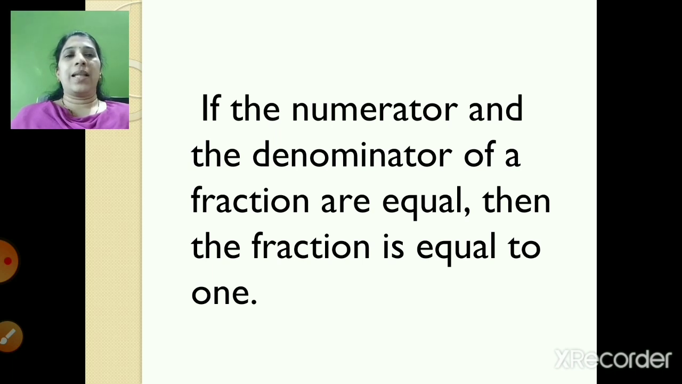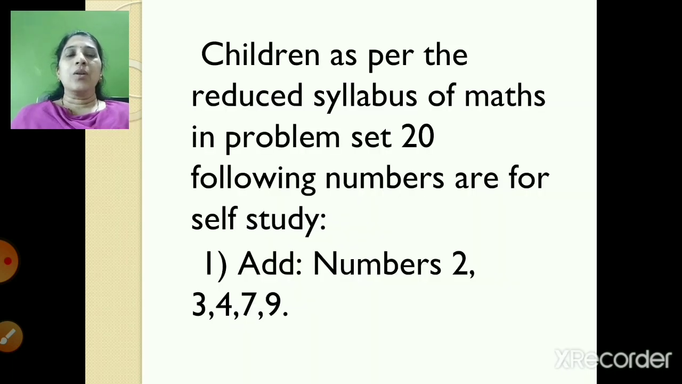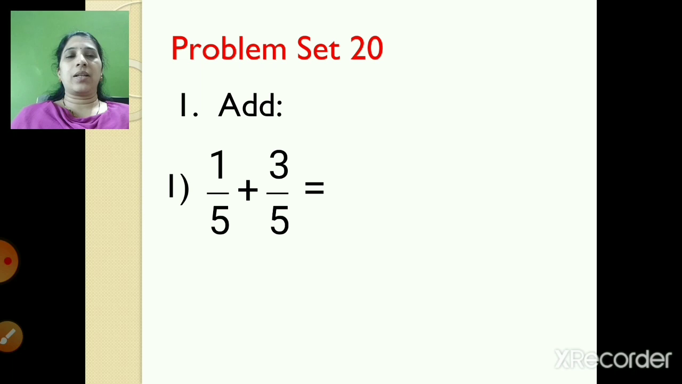So now let's move to problem set 20. But before solving problem set 20, children, as per the reduced syllabus, the following numbers are for self-study. So first problem which is there, add. In that numbers 2, 3, 4, 7 and 9, these are for self-study. So we are not going to solve those sums, right? So let's move to problem set 20.